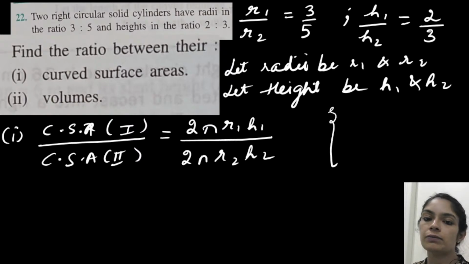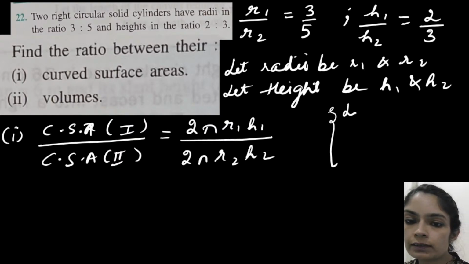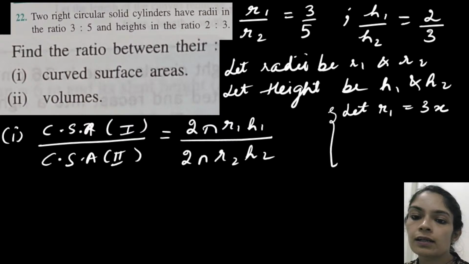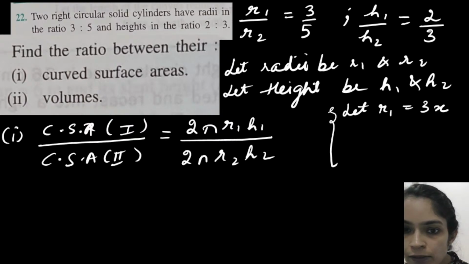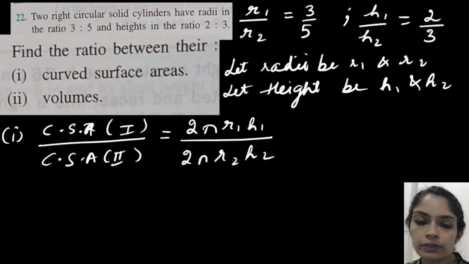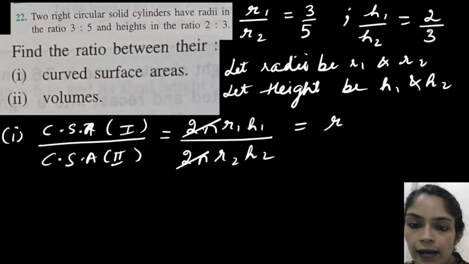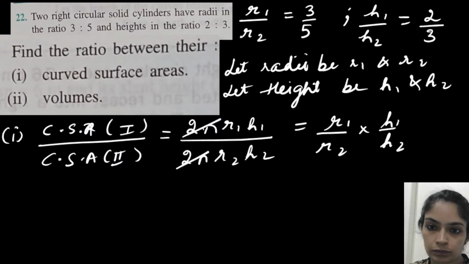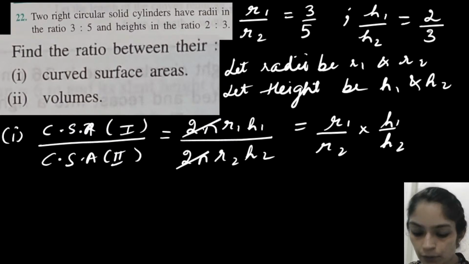Whenever a ratio is given to us, we can assume things like this. So R1 I can assume as 3x and R2 as 5x, or leave it. We don't have to do anything as such here. Directly we can do, no assumptions here. 2 pi and 2 pi will get cancelled, and I know R1 by R2's value and we know H1 by H2's value also. So that only we have to substitute here.